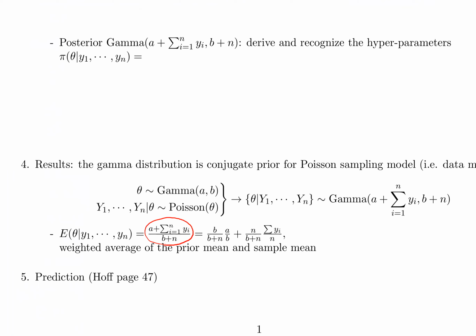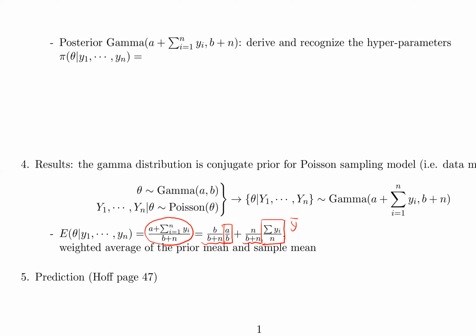And if you break it down, you can see that you get this prior mean. This is the sample mean. Some people write it as y bar. That's fine as well. And then the weights associated. So the weight for the prior mean is b over b plus n, and the weight for the data mean is n over b plus n. Right? So n, again, is the sample size.